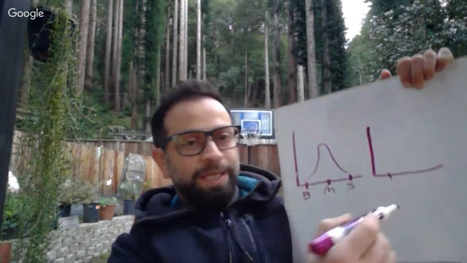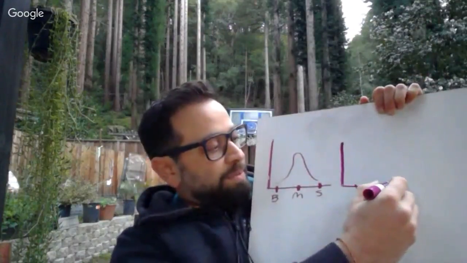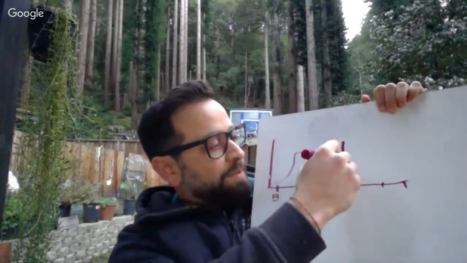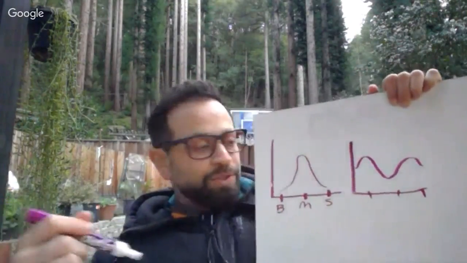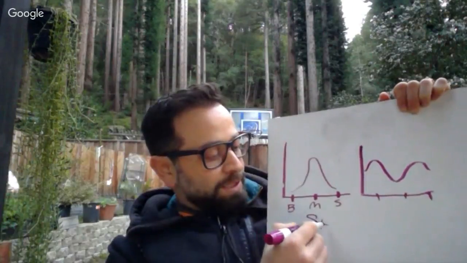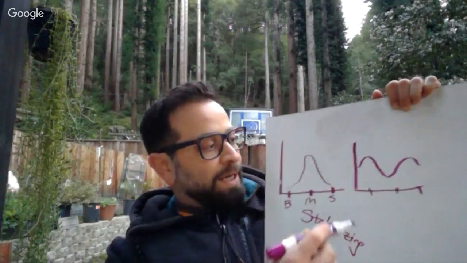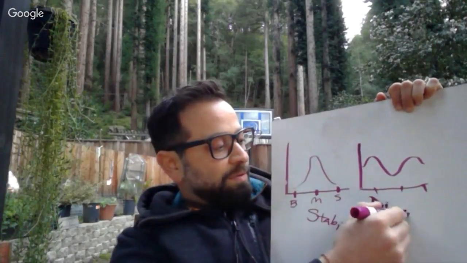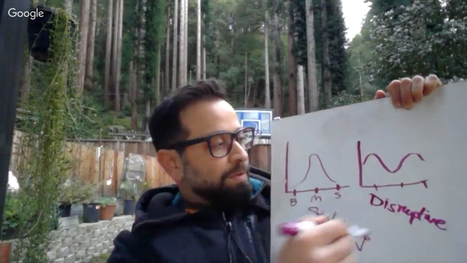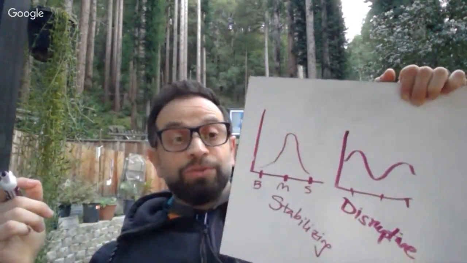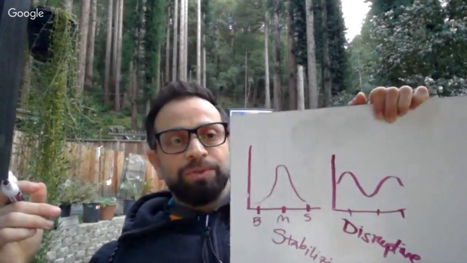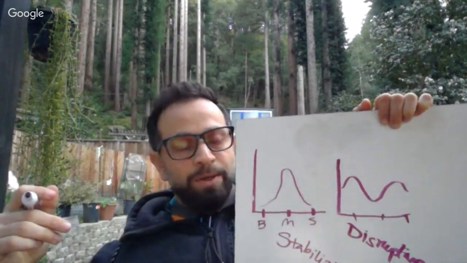The next one, again, going with big, medium, and small. This next one would look something like this. And that's basically the opposite of what I just drew. So this one, again, is stabilizing. Okay. This one is disruptive. So in this one, we're basically talking about the two extremes, if you want to call them that. The two extremes doing really well and the intermediate type not doing well at all.